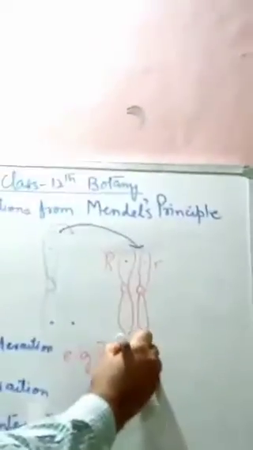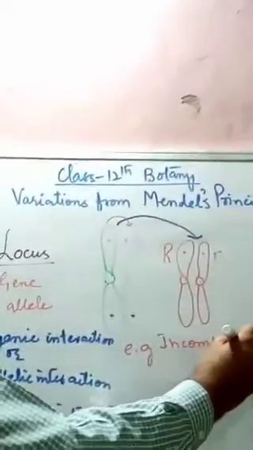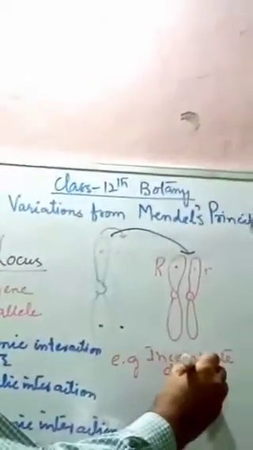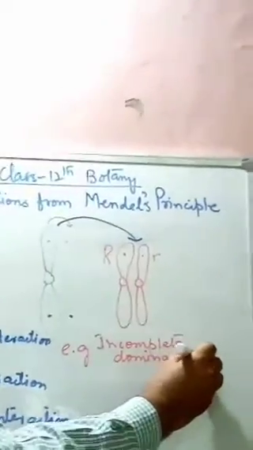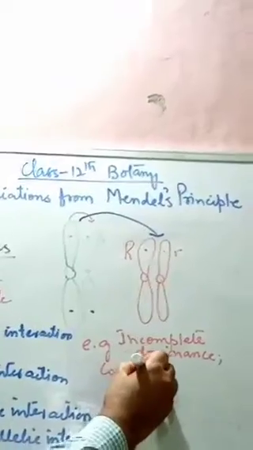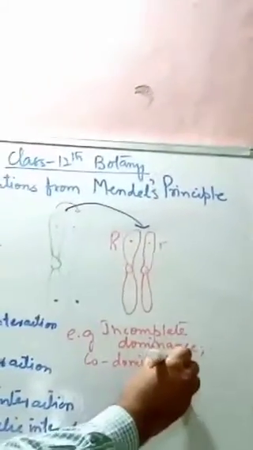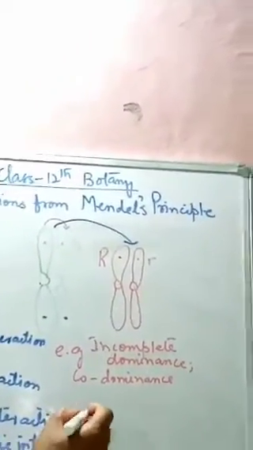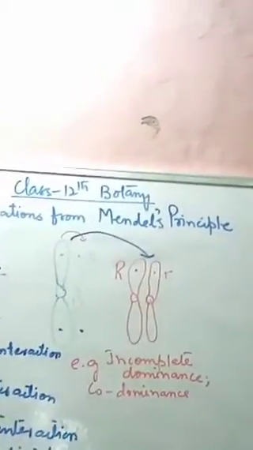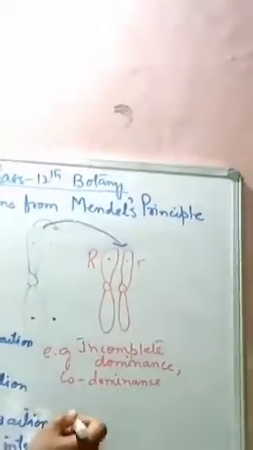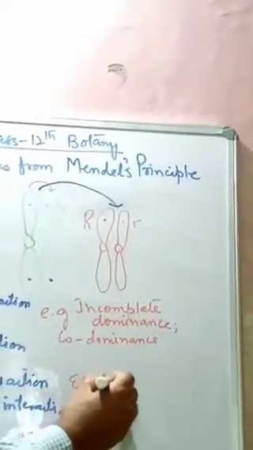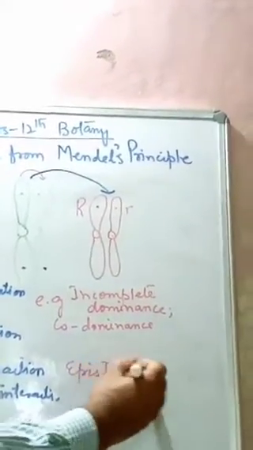We have some examples for intragenic interaction: we have incomplete dominance, or we have codominance. For the intergenic interaction, we have epistasis, or we have one more, that is called polygenic inheritance.